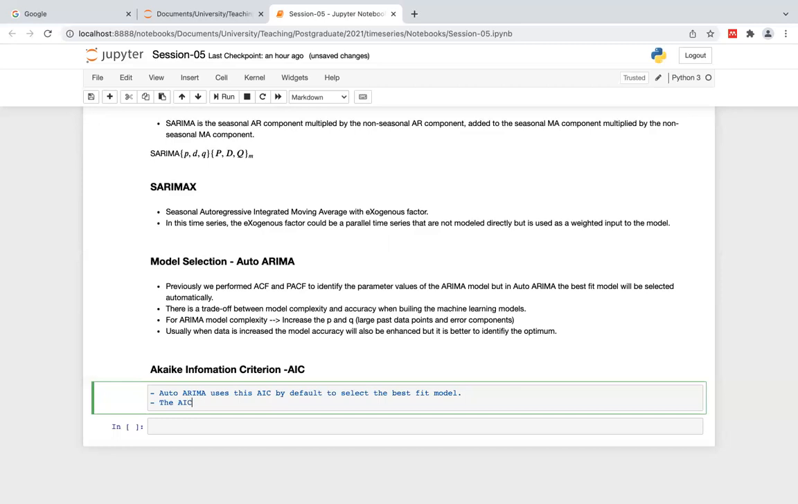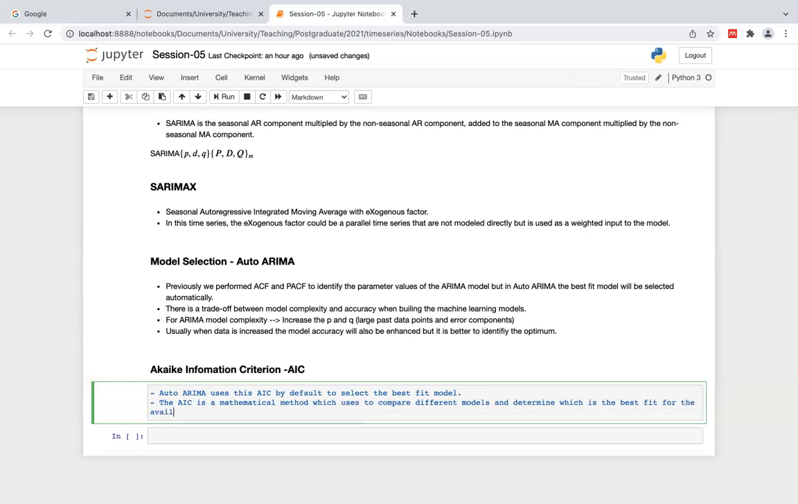Then the AIC is a mathematical method which is used to compare different models and determine which is the best fit model for the available data. Right. Okay.